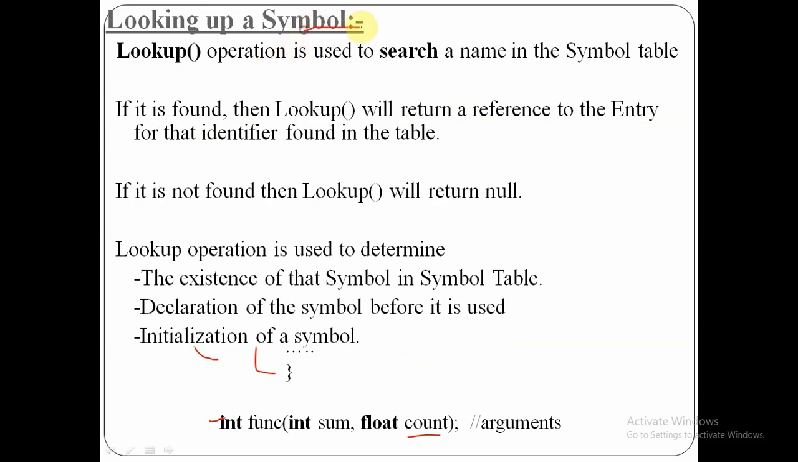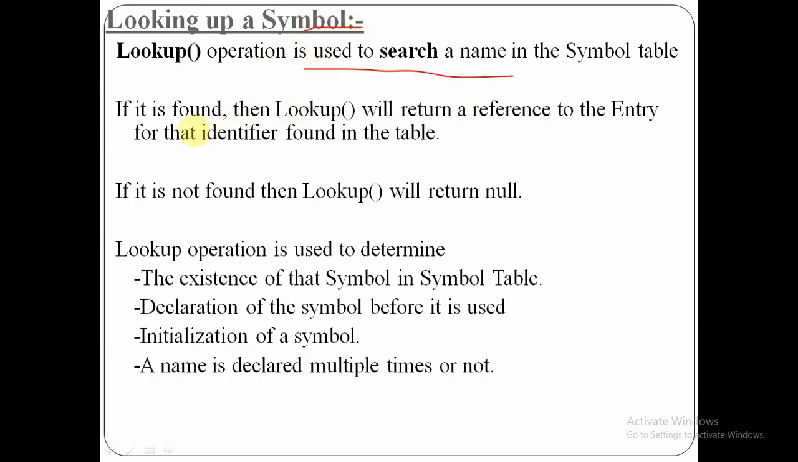Next, lookup operation. If it is found, then lookup will return a reference to the entry for that identifier found in the symbol table. Otherwise, it returns null. Lookup operation is used to determine the following. First one, to determine the existence of the symbol in the symbol table. To find out whether a symbol is available or not in the symbol table, we can use lookup.